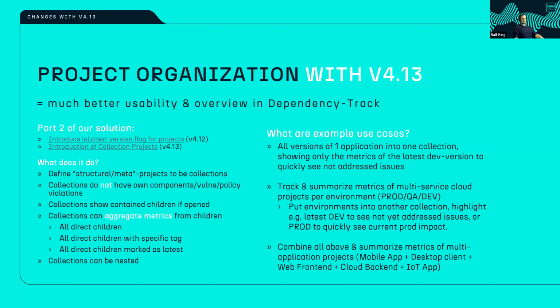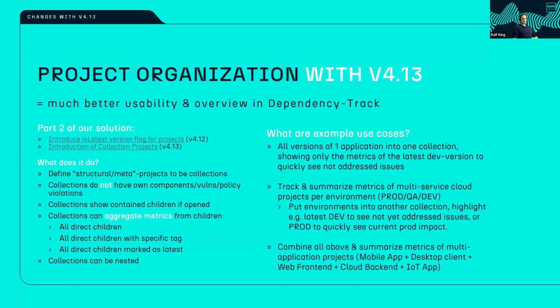We also can track and summarize metrics of multi-service cloud projects per environment. So we can have a collection project per environment, like production, QA, or dev environment, and put everything for this environment, or microservices, for example, of this environment into that collection project, having numbers per environment. And then we possibly could put all these environments all in another collection that then, for example, highlights the latest dev version, or could also highlight the latest production version.